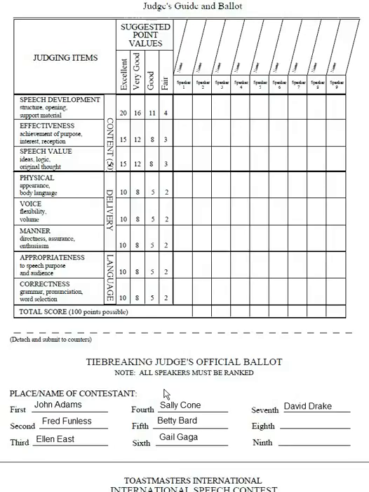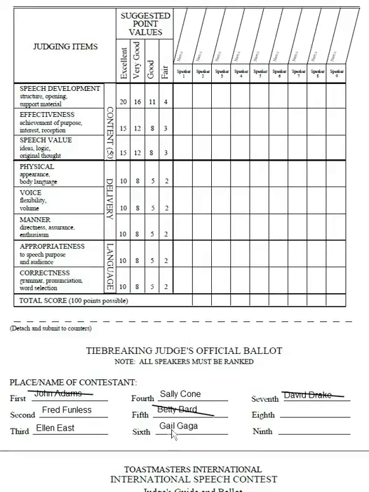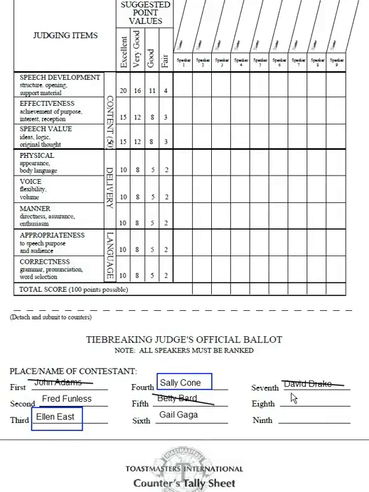The first thing we can do is cross off the names of any contestants who won't be involved in any tie. Then we look at the 2 contestants involved in the tie we're breaking. It could be 3 or more contestants. In this case, 2 people were tied, Ellen East and Sally Cohn.